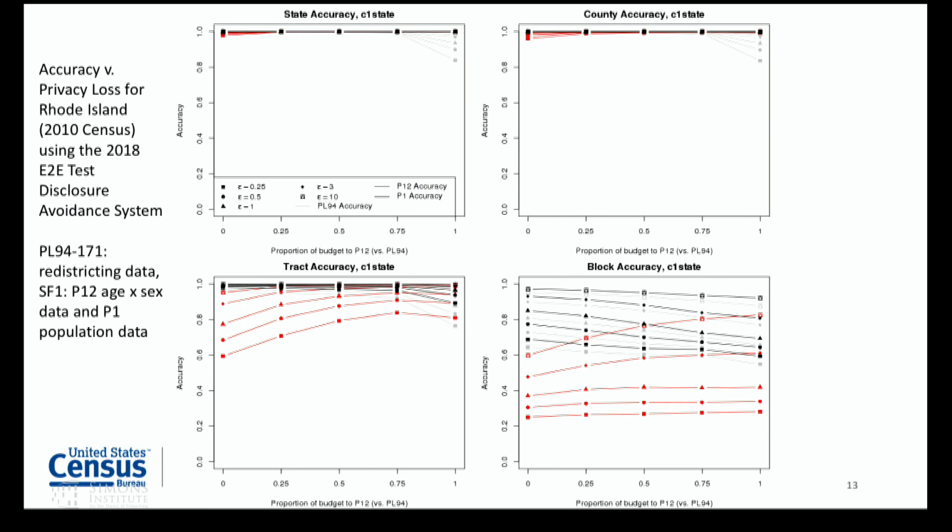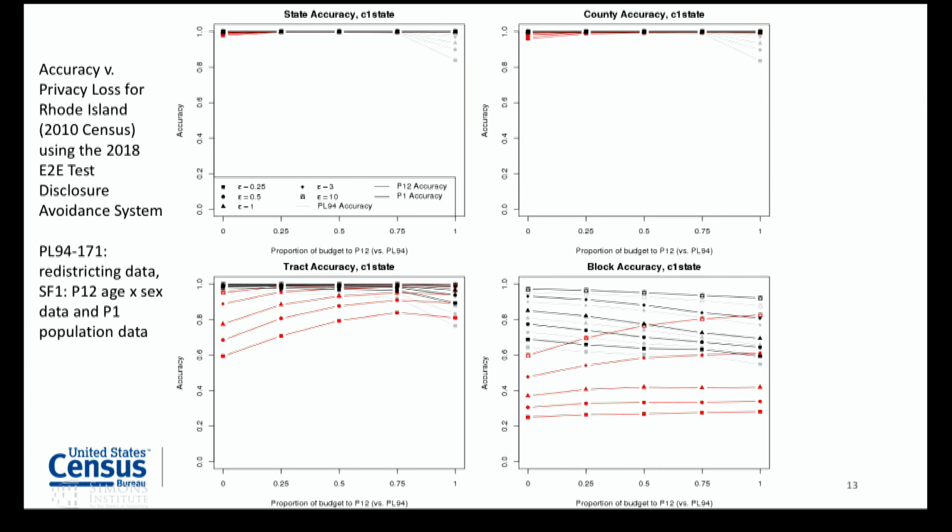All right. So the red lines are the summary file 1, the age and sex pyramids, okay? And the black lines are the redistricting data. All of the values of epsilon are stacked on top of each other here, so it doesn't really matter which is which, even at the tract level. There are a lot more cells in this sex by age table than in the redistricting ones. So if you don't give them any of the privacy loss budget, all of this accuracy is due to those correlations with the redistricting data.